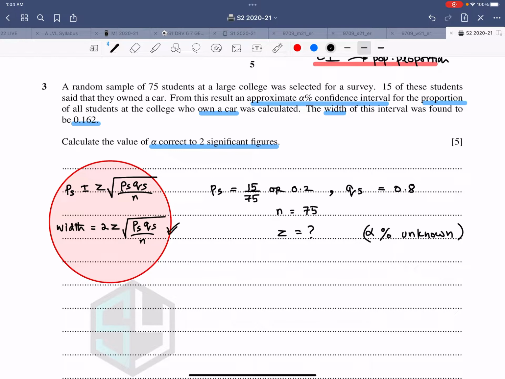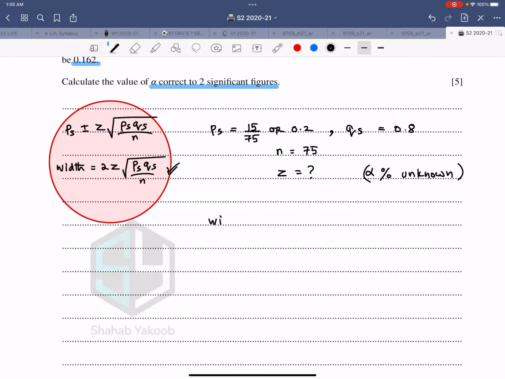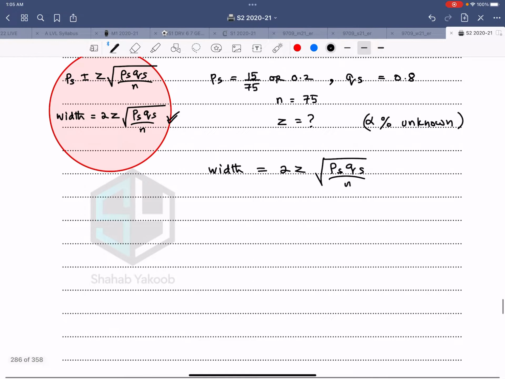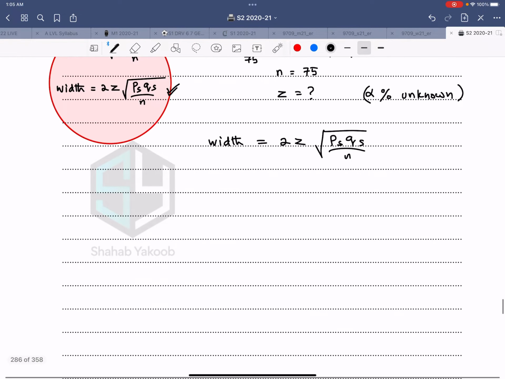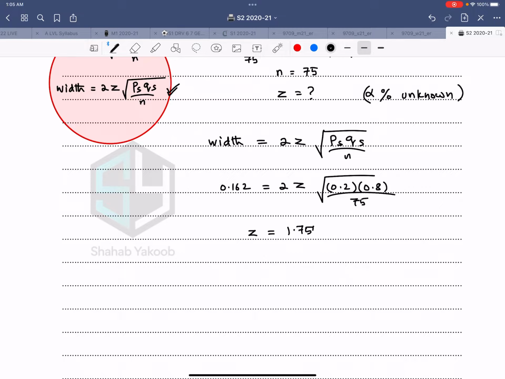And now we would use the width formula. So the width is 2Z square root PS QS over N. Width is 0.162. This is 2 multiplied by Z multiplied by square root 0.2 into 0.8 divided by 75. Now we do the necessary calculation and let's see what value of Z we get. So we get the value of Z as 1.754.